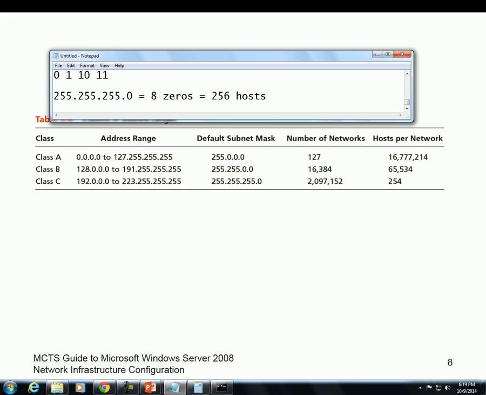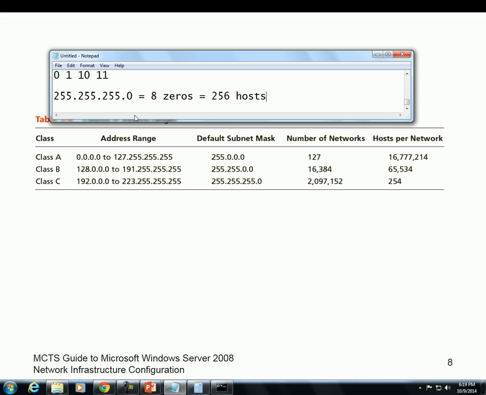What happens is your client sends out a broadcast message, hey, I need an address. And the server responds, oh, I got one of those for you. And it gives you one. Okay? So broadcasts are necessary, but you want to keep them down as much as possible.